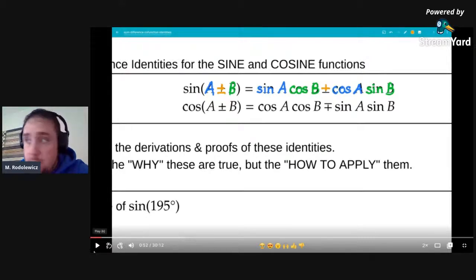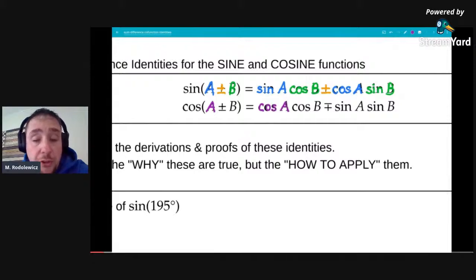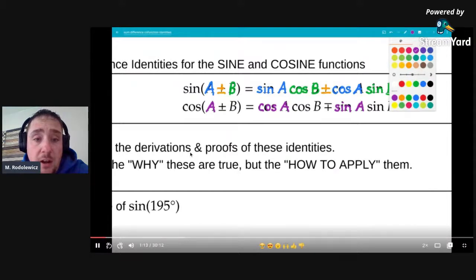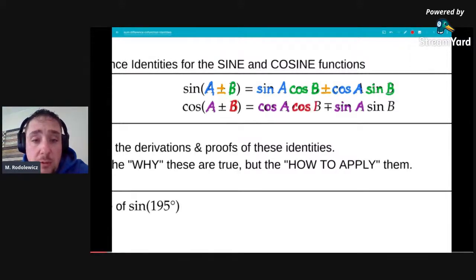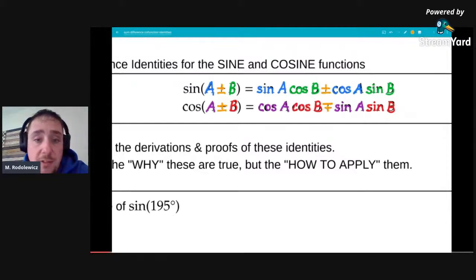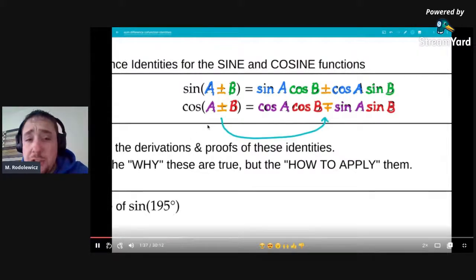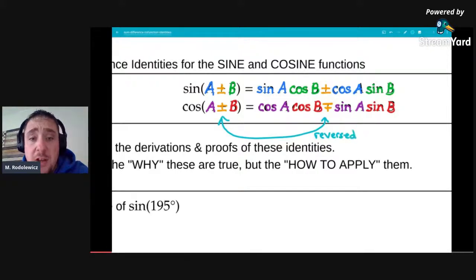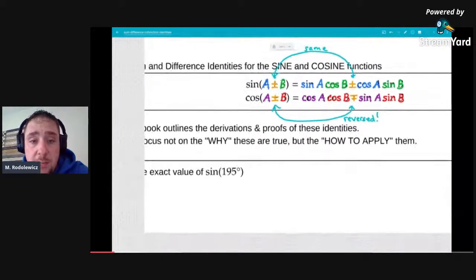All right. The identity for cosine is very similar in structure in some regards, yet very different in some regards. So the cosine of the sum or difference of two angles is equal to the cosine of A times cosine of B, minus or plus the sine A times sine B. Again, this sounds like gibberish. Don't be discouraged if it does. Right now, I just want to lay these out. Pay particular attention to the cosine identity. The signs are reversed. Pay attention to that.